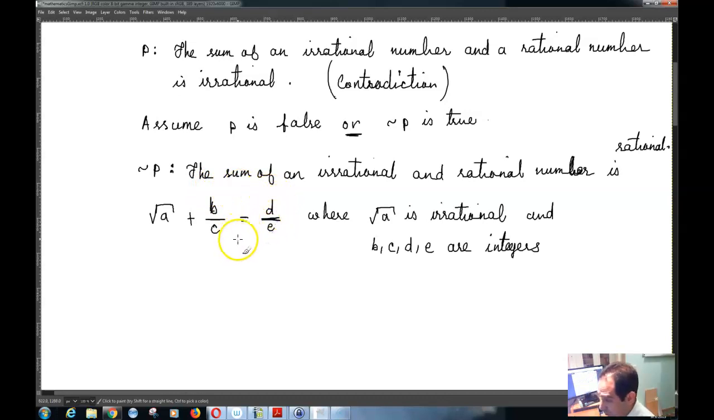And what you can do is that if you rearrange this term, move it to the other side of the equation, you get the square root of a is equal to d divided by e minus b divided by c. So of course this is going to be a rational number, and it's equal to an irrational number, which is a contradiction. Therefore, you can say that our assumption was wrong.